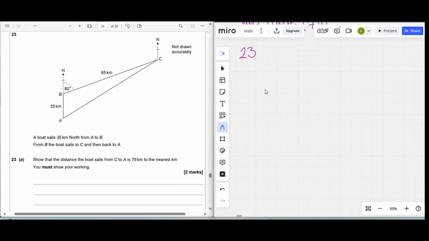Twenty-three. A boat sails 35 kilometers north from A to B. From B, the boat sails to C, and then back to A. Show that the distance the boat sails from C to A is 79 kilometers to the nearest kilometer.